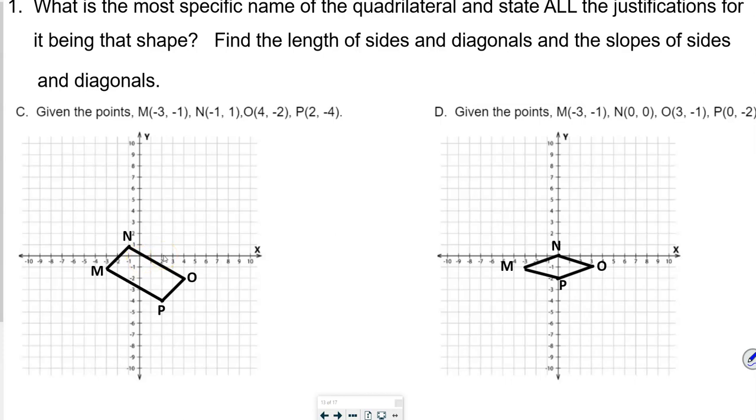So MN, we know, is, again, 2 up, 2 over. So we know that MN is going to be equal to OP, 2 down, 2 over. So MN is equal to OP, which is equal to the square root of 8. Okay, found that several times. Now we need to look for NO.